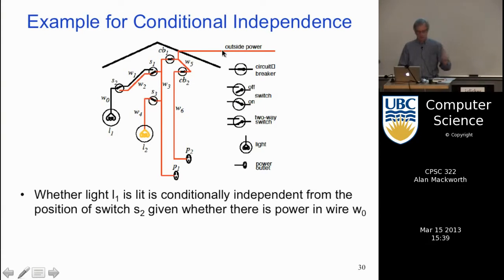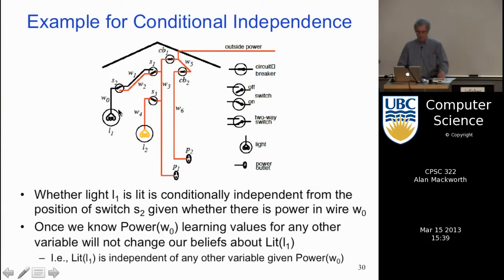Does that make sense? So we say light L1 is lit is conditionally independent from the position of switch U, given whether there's power in wire 0 here. Okay? Once you know this power in wire 0 is true, values for any other variable will not change our beliefs about that. Okay? That's conditional independence.